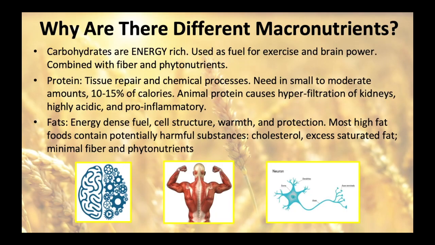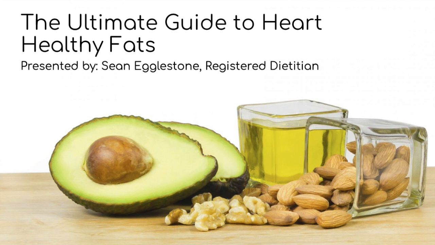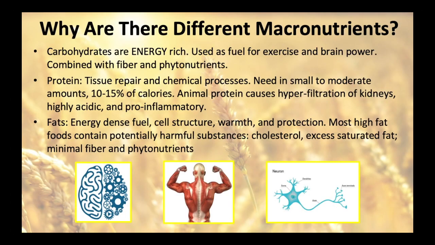Fat, on the other hand, is very energy dense. We saw that there are all those different lines on the fat structure, and each one of those can be broken apart for energy, so there's a lot of energy in a small space in fat molecules. Fat is important for cell structure and support, warmth, and protection of our organs. Most foods that are high in fat, again like protein, tend to have compounds like cholesterol and saturated fat, and they don't have fiber or phytonutrients. So I also recommend you check out my fat presentation that will expand on this as well.